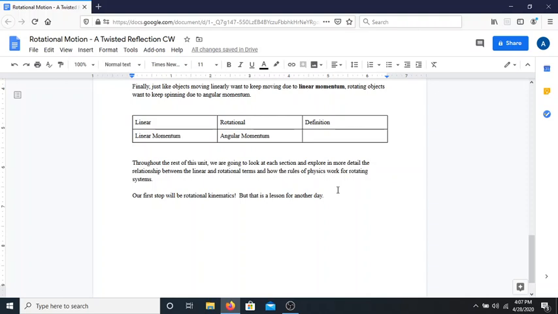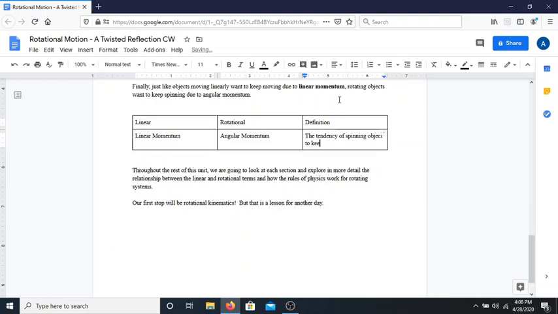Now, that is a very simple definition for something that's actually quite complex, especially if you start to head out into the universe and look at some of the stranger things the universe has to offer. But for our intents and purposes right now, all angular momentum is basically the tendency of a spinning object to keep spinning a certain way.